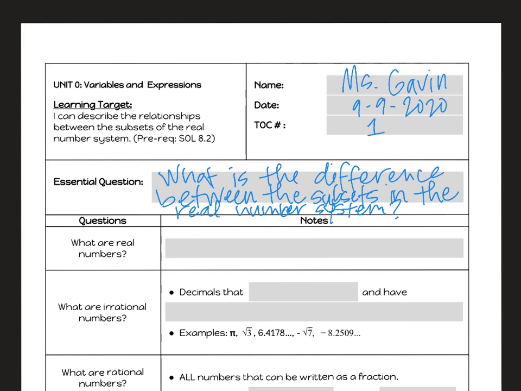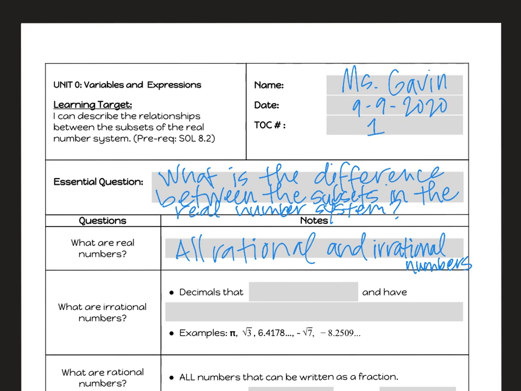So at first you're probably wondering, what are real numbers? Real numbers are all rational and irrational numbers. So this is kind of like an umbrella term that we use. And now we're going to divide it up into those two sections, irrational and rational. We're going to talk a little bit about each of those.